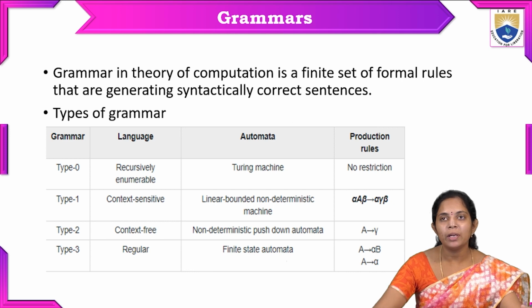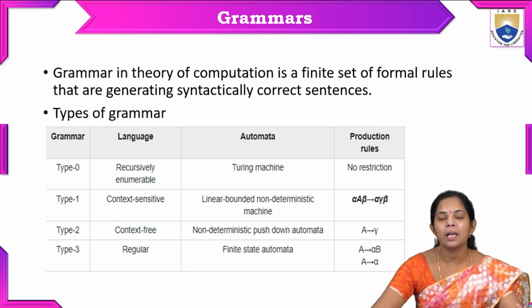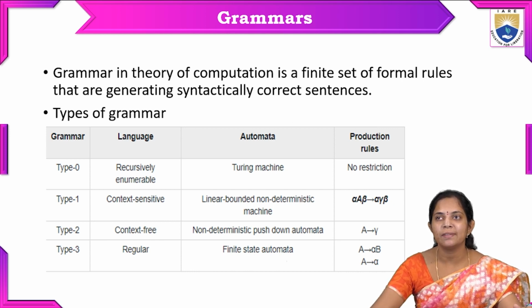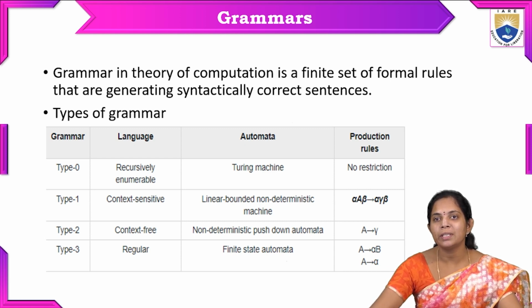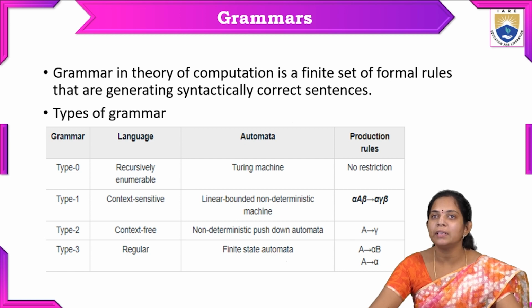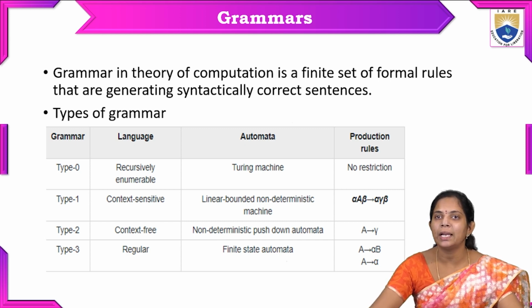What is meant by grammar? A grammar in the theory of computation is a finite set of formal rules that generate syntactically correct sentences. So by using grammars we can form a language with these formal rules, and we can form the correct sentences in the given language.